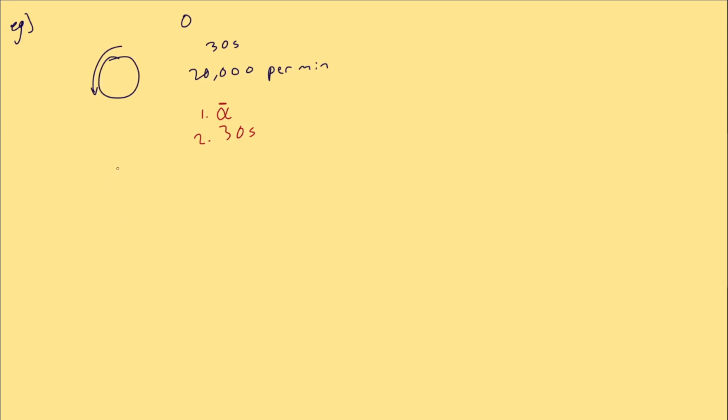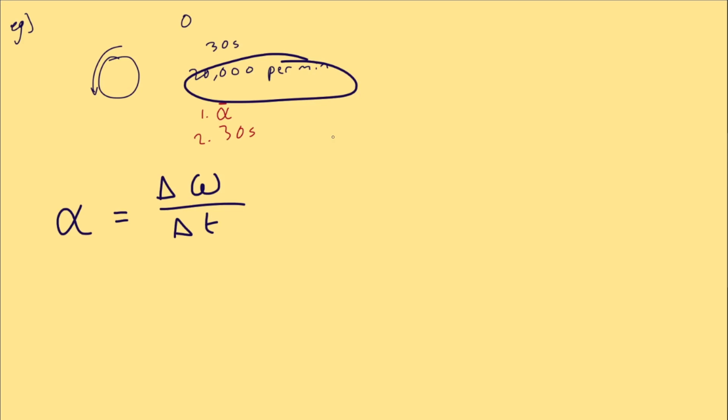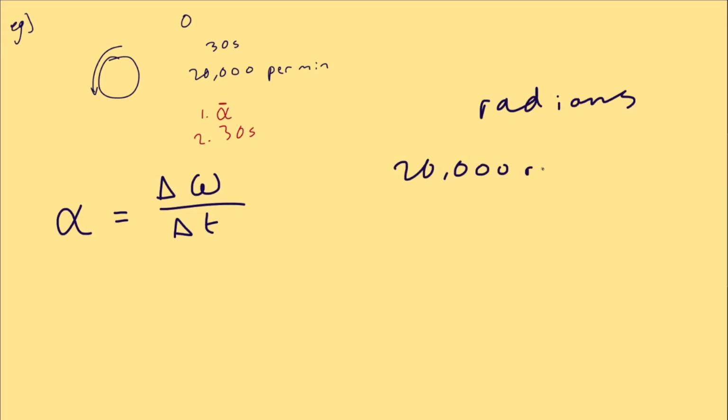Let's solve question one. So we're looking for average angular acceleration. If you remember, the formula we looked at last video was change in angular velocity divided by change in time. Okay, pretty straightforward. But what is the angular velocity? It's 20,000 spins per minute. But spins per minute isn't really a unit we use in physics. We want radians. So if there's 20,000 revolutions per minute, let's divide it by 60.